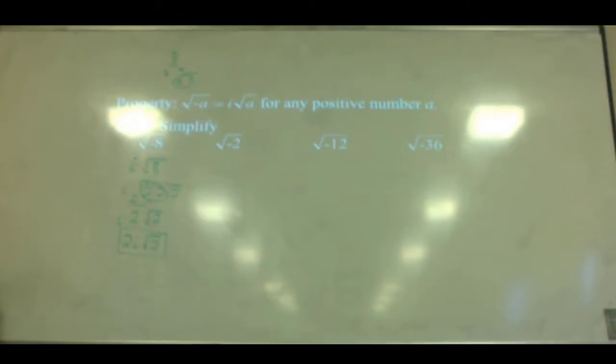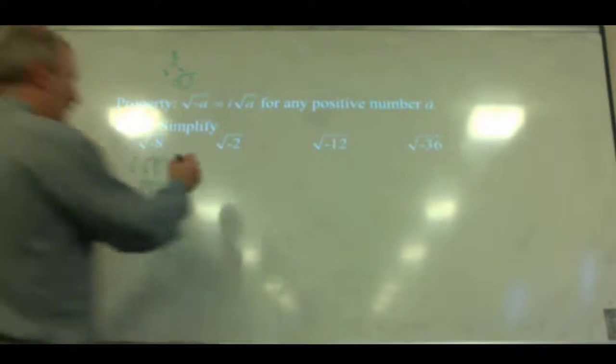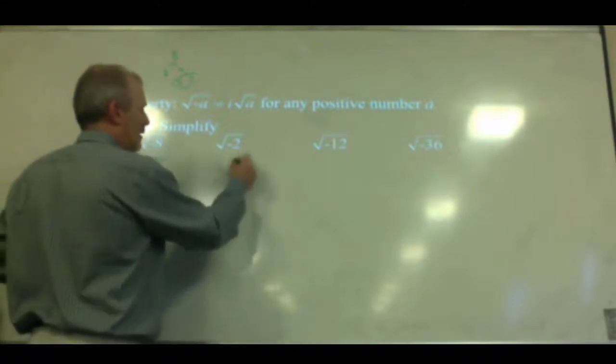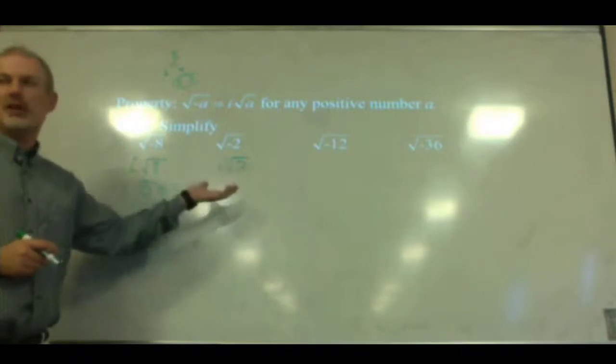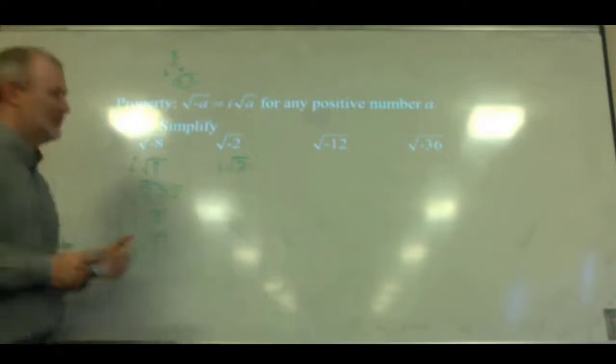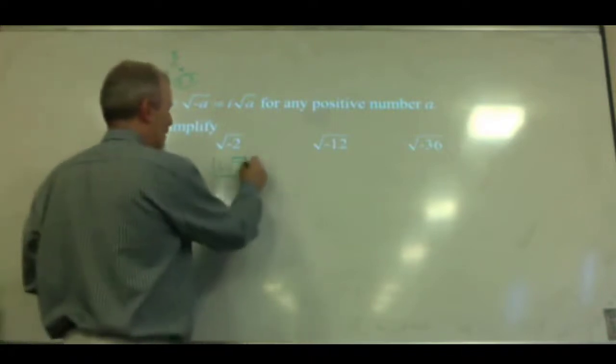Okay. So let's look at that second one. What would you do first on the second one? Take out the negative and put the I here, right? Now, can we break up the 2? No, so we're done. That's done. So that one was easy, right? We like that one.